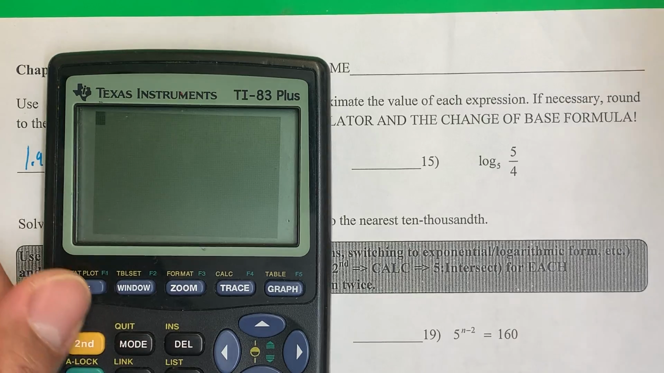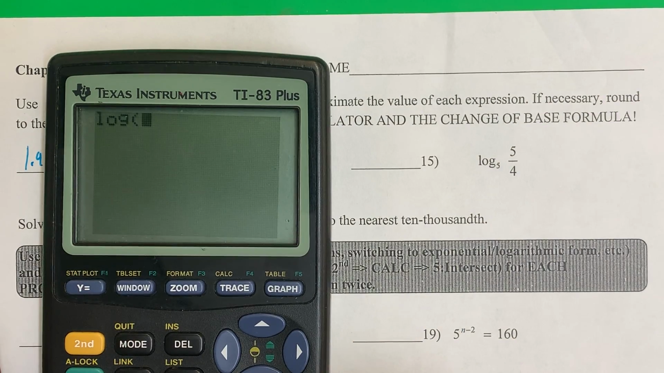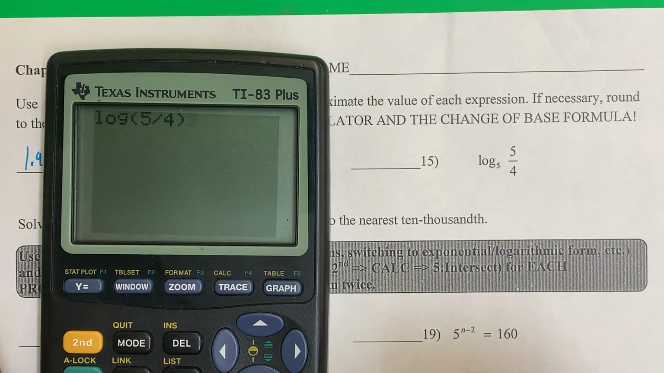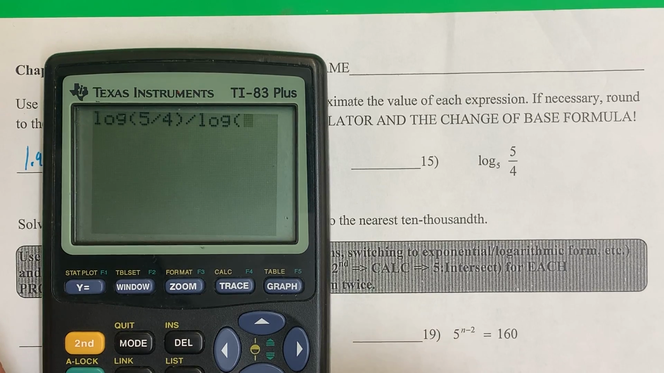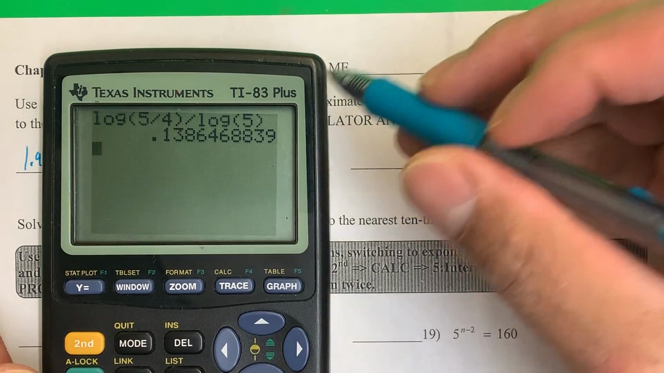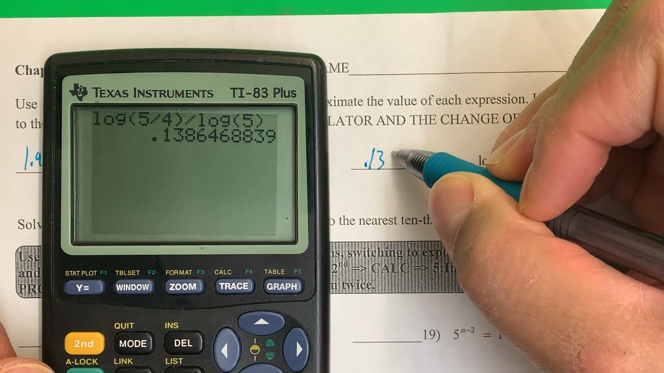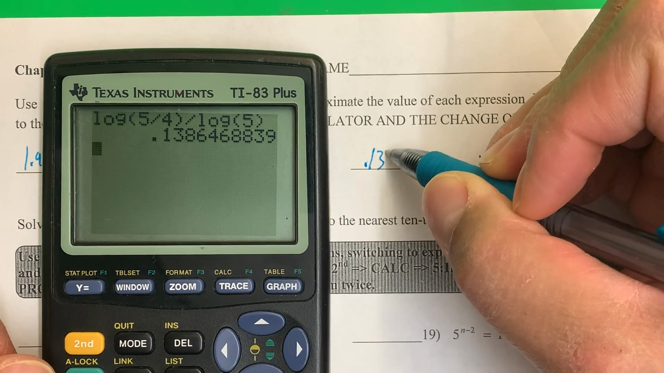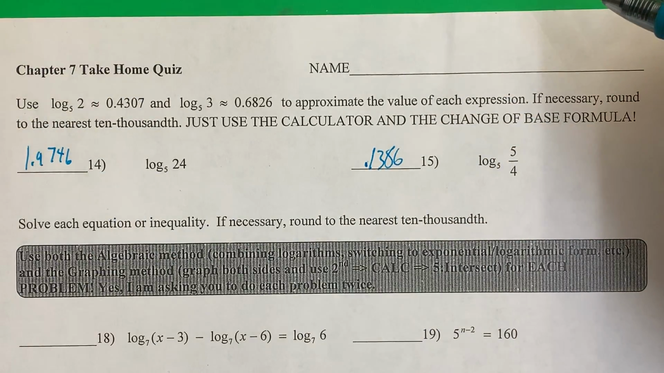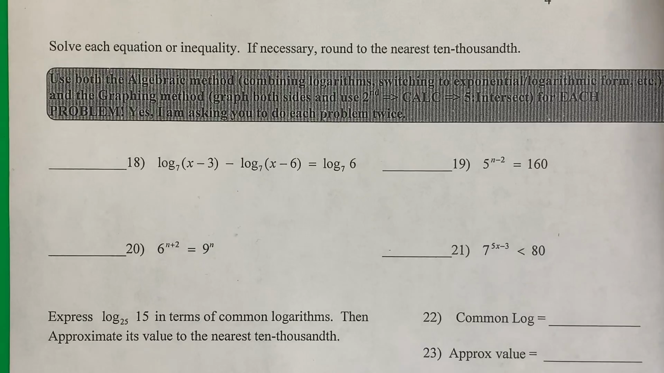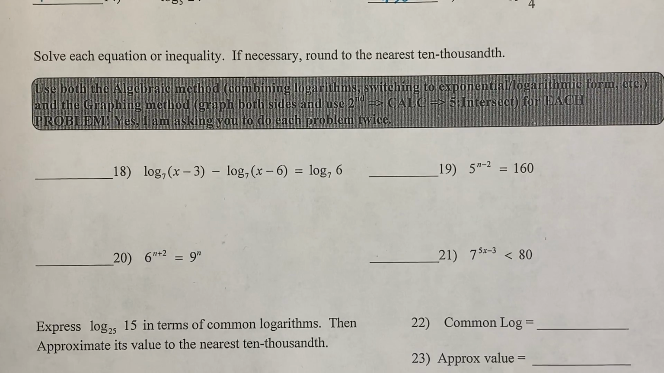Okay, prove me right. Log of 5 divided by 4, close parentheses, divided by log of 5, close parentheses, enter. You should have got this, I got this. Just make sure your parentheses are all in the right spot, and you should be good to go. 0.1386, okay?